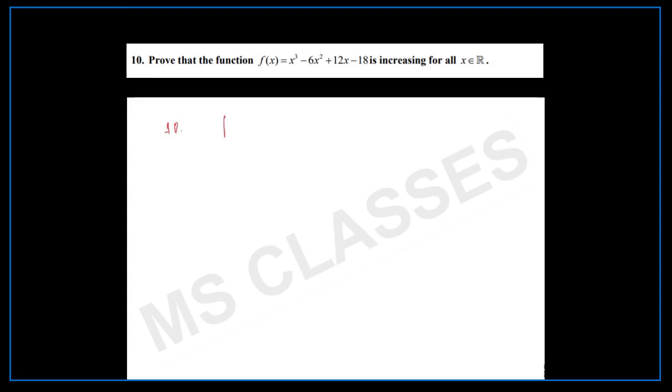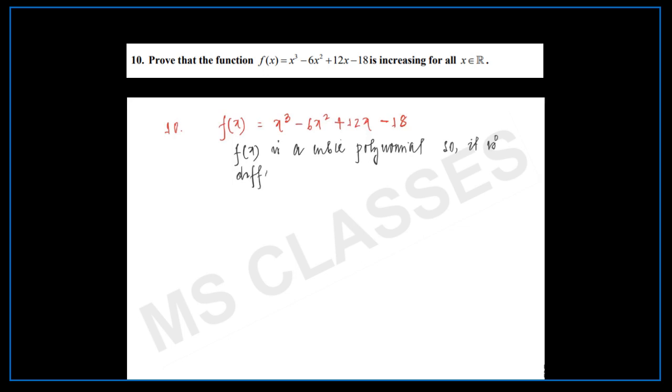f(x) equals x cube minus 6x square plus 12x minus 18 is increasing for all x belongs to R, that we have to show. Now f(x) is a cubic polynomial, so it is differentiable for all x belongs to R.